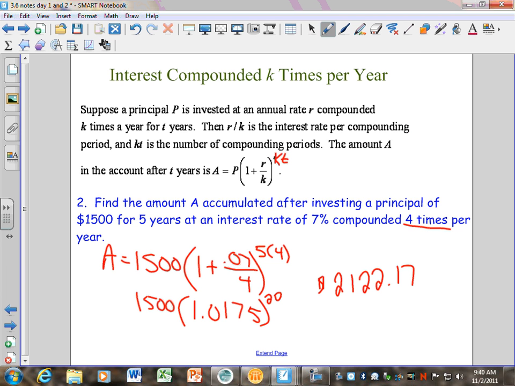This is why I say do this, Henry. Don't do this. It's way too many steps. Exactly it is. You just put caret 20. 1,500 times 1.0175 caret 20. Like no parentheses needed if you simplify it. Get clear. 1,500 times 1.0175 caret 20. Enter.